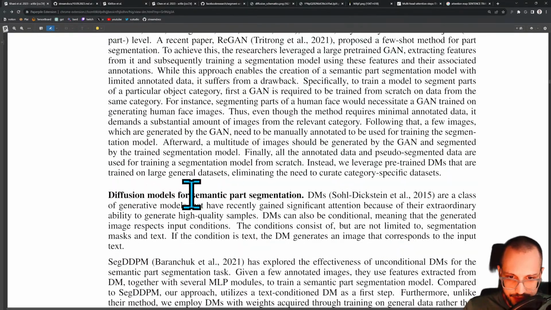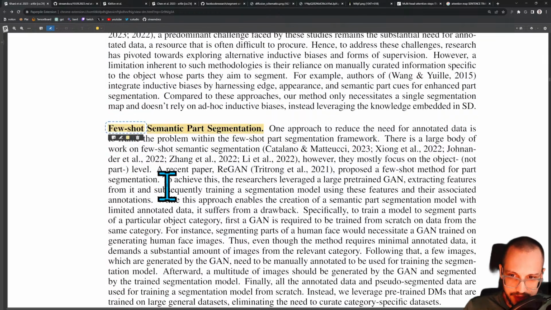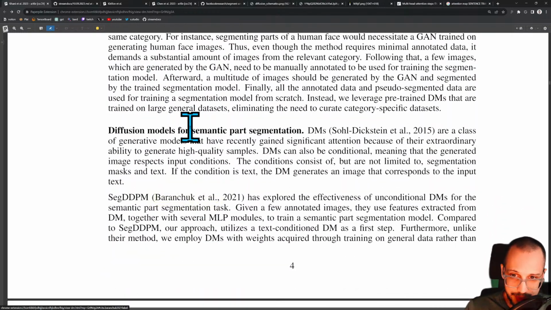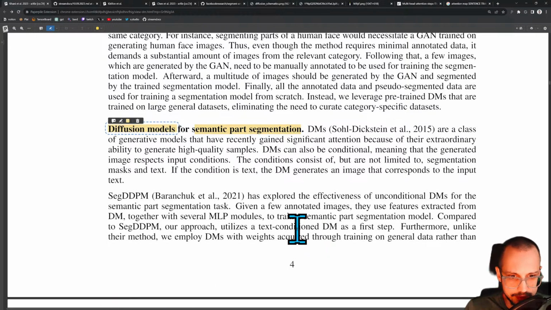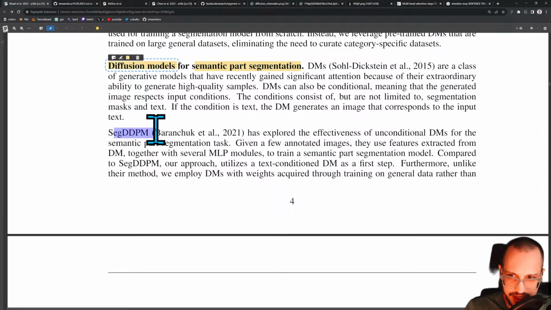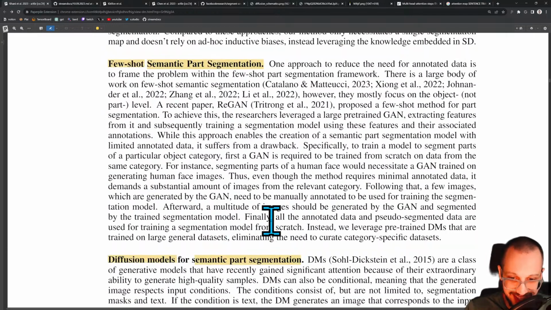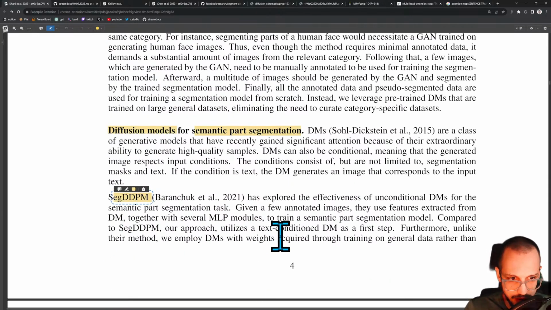And then diffusion models for semantic part segmentation. Now this is, I guess, the full Monty here, where you're doing semantic part segmentation, but also using specifically a diffusion model. And it appears that the SegDDPM, which is what they were talking about up here, is a segmentation based on diffusion models. Let's see what they did.